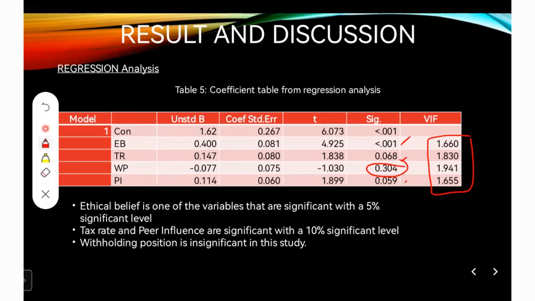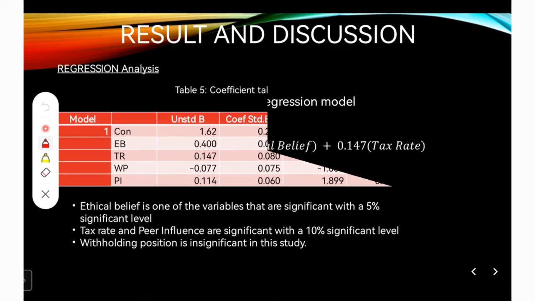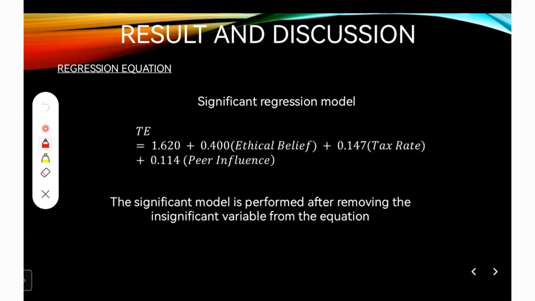From here, we can find the coefficient of the influences. It shows that ethical belief gives more impact on the model, whereas the others are very minimal, but they have a positive relationship, and withholding position has a negative relationship, as we discussed earlier. The other part is the equation.